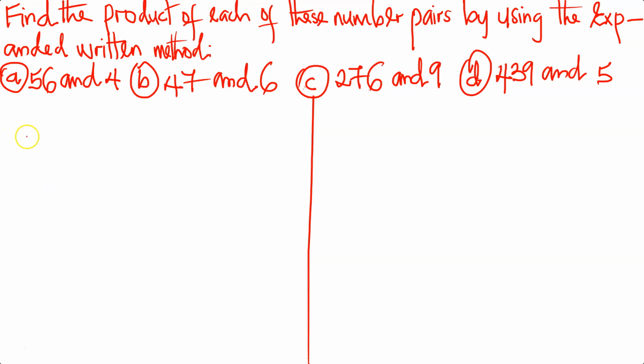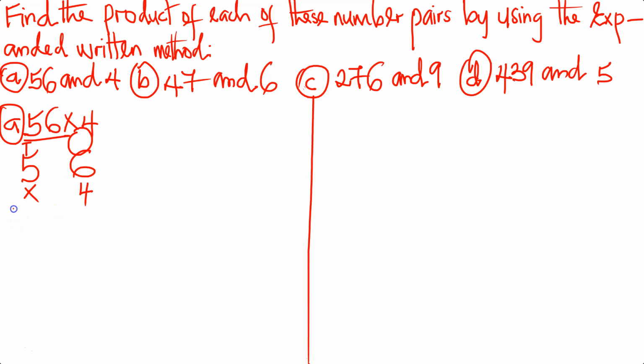If I want to solve the first example given here, which is 56 multiplied by 4, first, I'm going to set out my arrangement as if I want to use the formal written method. So I'm going to write 56 with enough space in between them times 4. Now, something very important you should know here is the place value of each of these digits making up the numbers to be multiplied. Here, 6, for example, is in the ones place, while 5 is in the tens place.